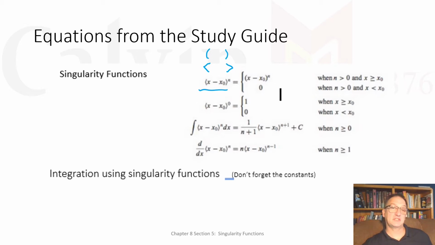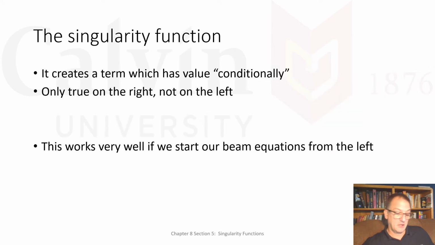What this is, is a value. It's something that has value on the right side of the number line, but not on the left. And that's what we're going to learn about today. This singularity function creates a term which has value conditionally. We can put that into the equation, and half the time we're going to ignore the term, and half the time we're going to use the term. Which half we use it on is set up in the equation.